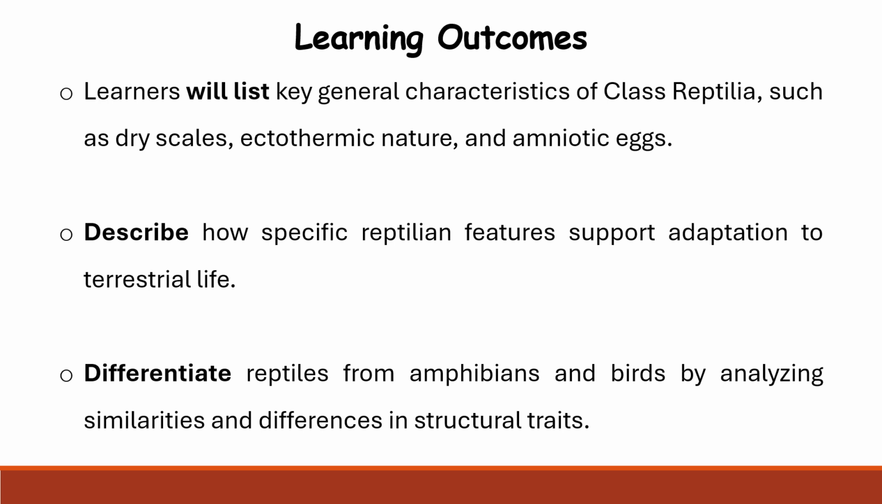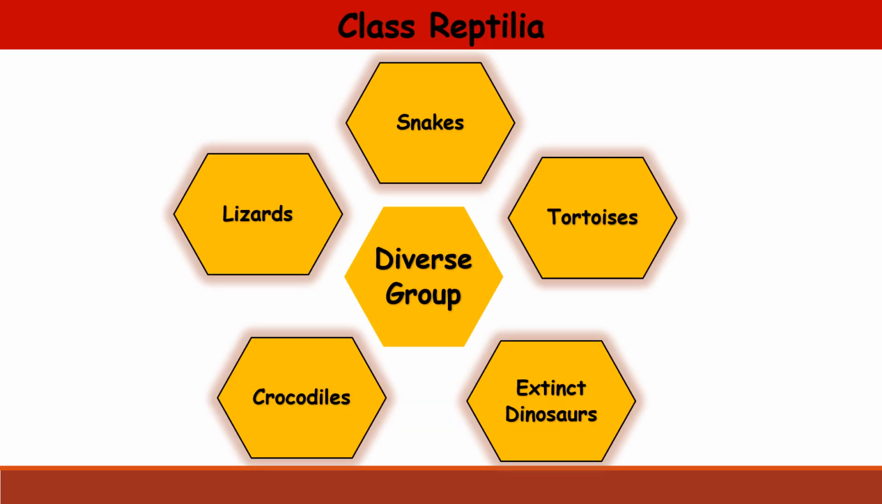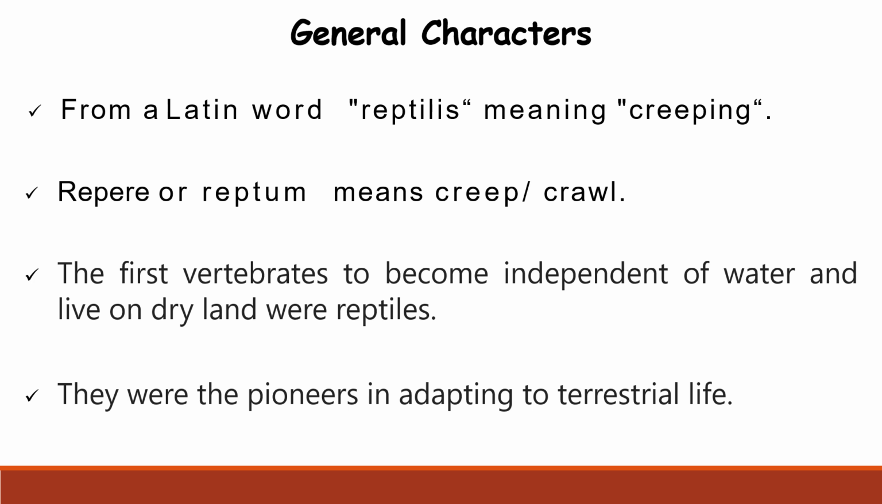in structural traits. The class Reptilia is a very diverse group which includes various types of animals like snakes, lizards, turtles and tortoises, crocodiles, and it even includes the extinct dinosaurs also. See the general characters of the class Reptilia.